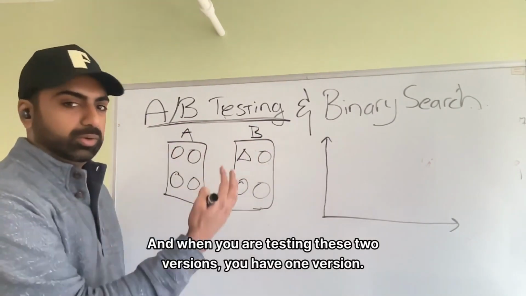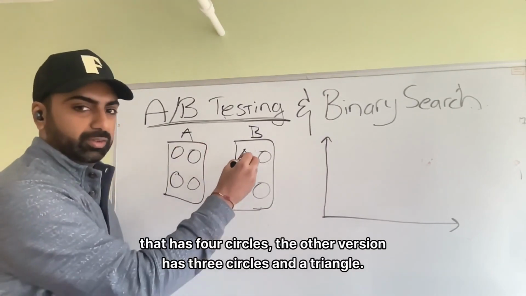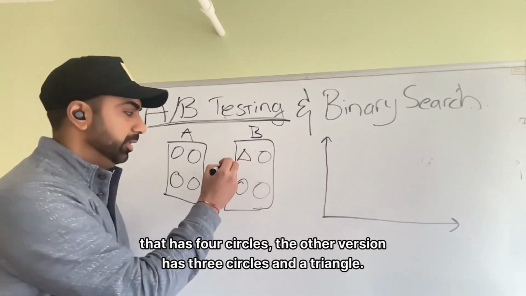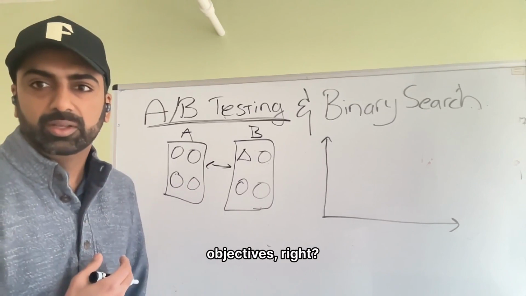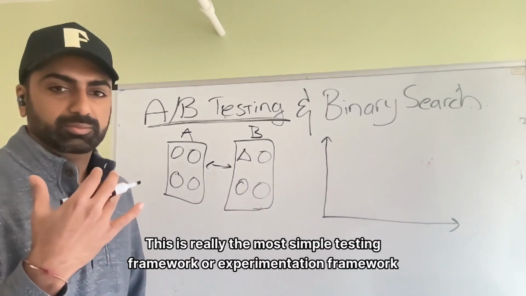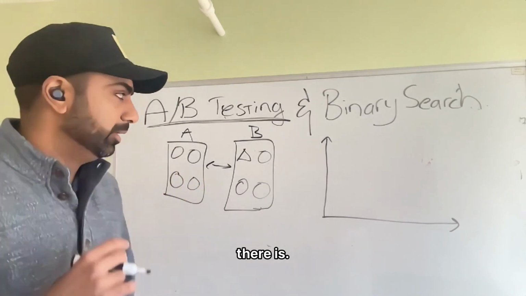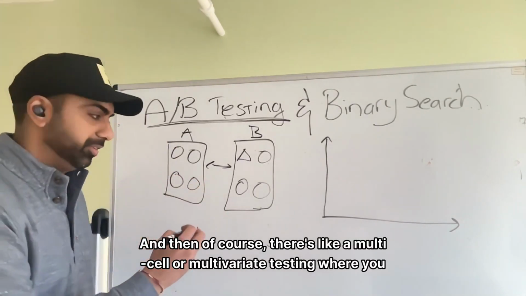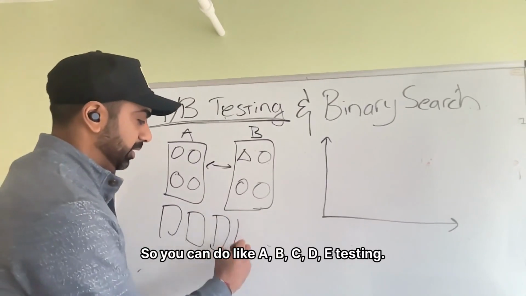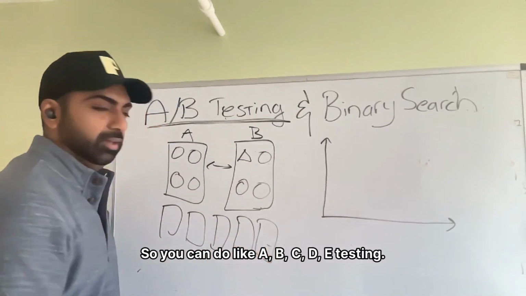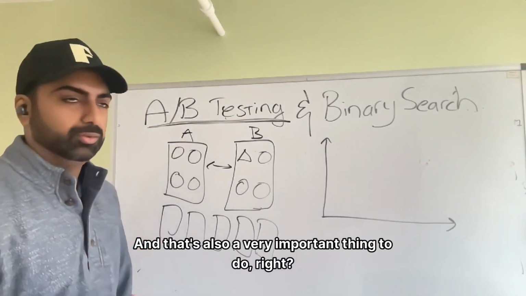And when you are testing these two versions, you have one version that has four circles, the other version has three circles and a triangle. And you basically just check which one is doing better for your conversion objectives, right? This is really the most simple testing framework or experimentation framework there is. And then of course there's multi-cell or multivariate testing where you create multiple cells, right? So you can do A, B, C, D, E testing. And that's also a very important thing to do, right?